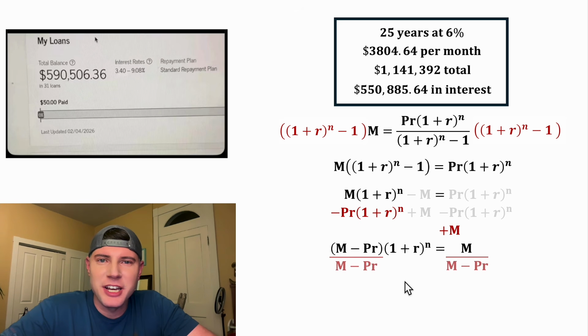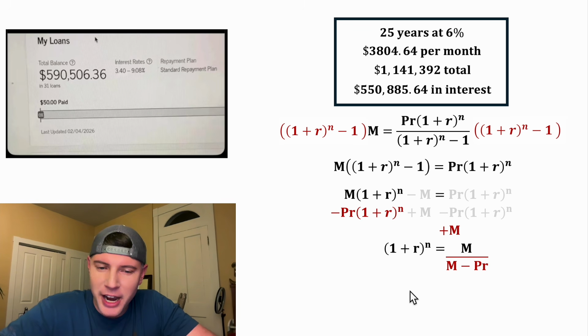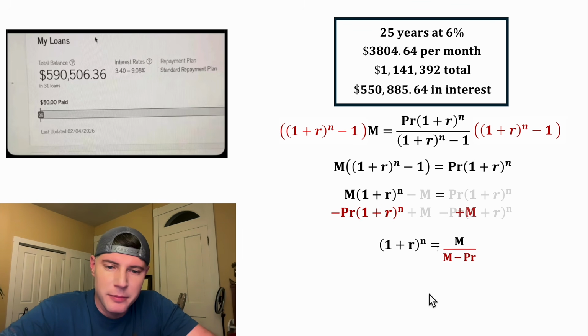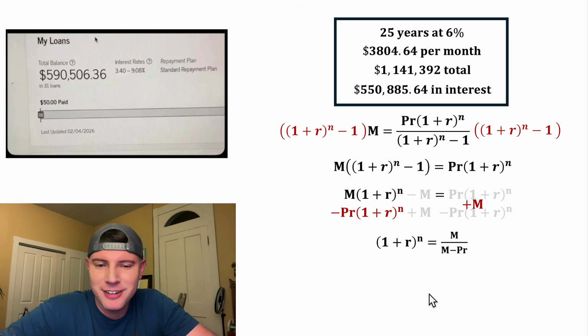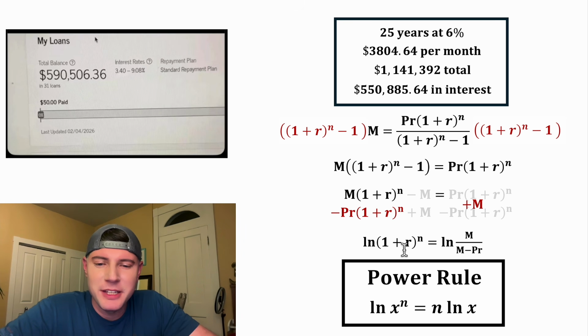Next, we can divide both sides by the M minus PR. On the left-hand side, these are going to cancel each other out. And on the right-hand side, we have M divided by M minus PR. Now we have our variable in an exponent. The best way to get it out of the exponent is to take the logarithm of both sides. Anytime you take a logarithm of something, the exponent of that something can be brought to the front of the logarithm. Here's the notes right here.